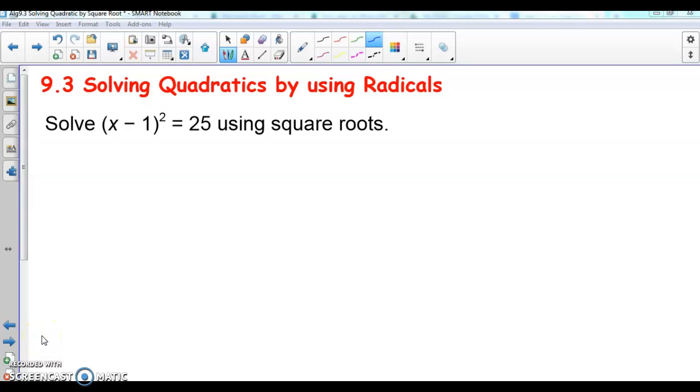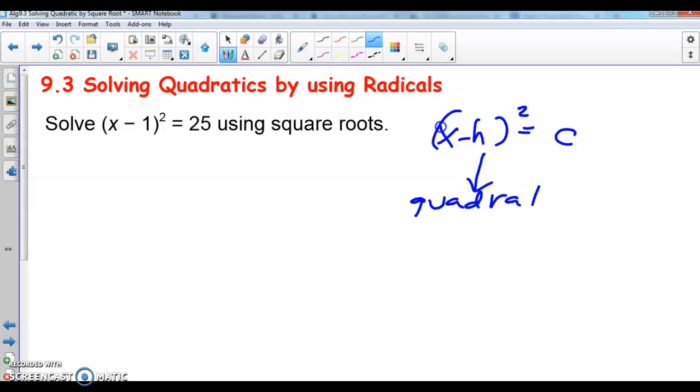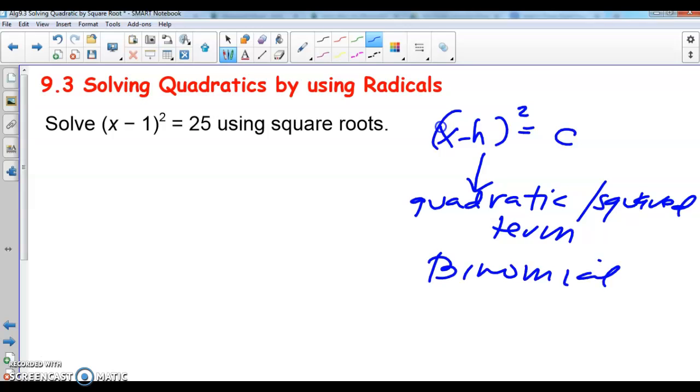Now, in this second part of solving quadratics by using square roots, I'm going to show you how to solve quadratics when the squared term is of the form x minus h squared is equal to a constant c. So in this case, your quadratic or squared term is now a binomial. So now it is in a factored form of a binomial, like x minus h squared.